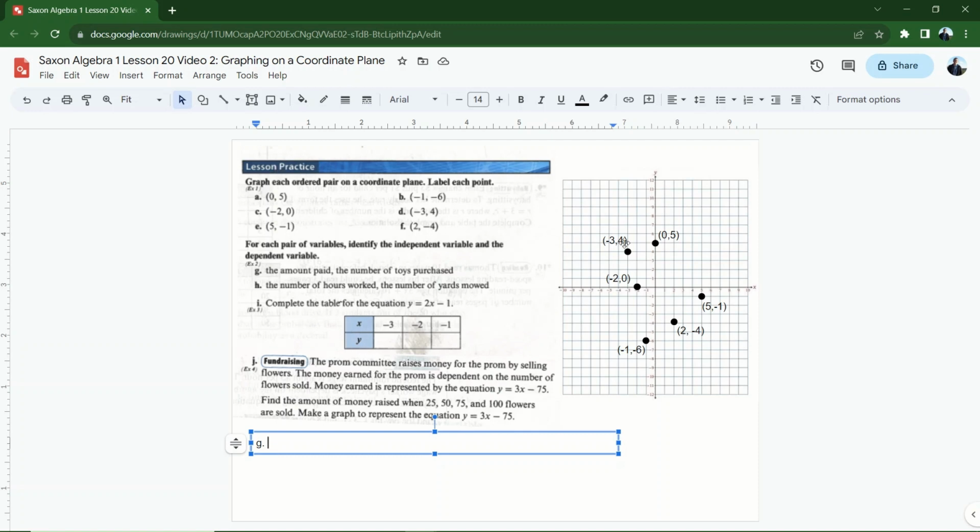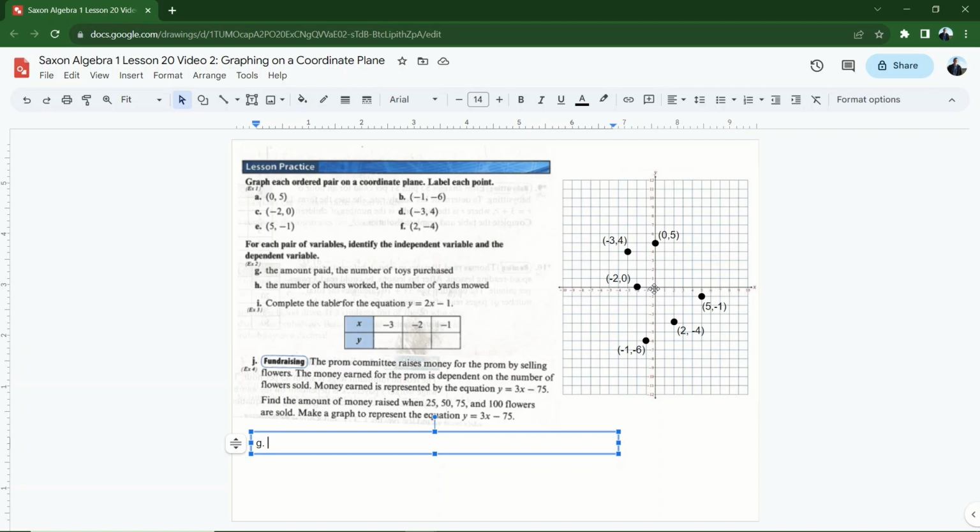Now, I already did letters A through F over here on this coordinate plane. Let's go through how I got the answers that I got. So the instructions are to graph each ordered pair on the coordinate plane and label each point, and that's what I did. So first, I have this one, (0, 5). The first number in a coordinate pair is where you go on the x-axis. If it's a positive number, you go to the right on the x. If it's a negative number, you go left on the x. And if it's 0, you stay right in the middle, so you're right on where the y-axis crosses. So this is 0. I don't move left or right at all, and I go up 5.